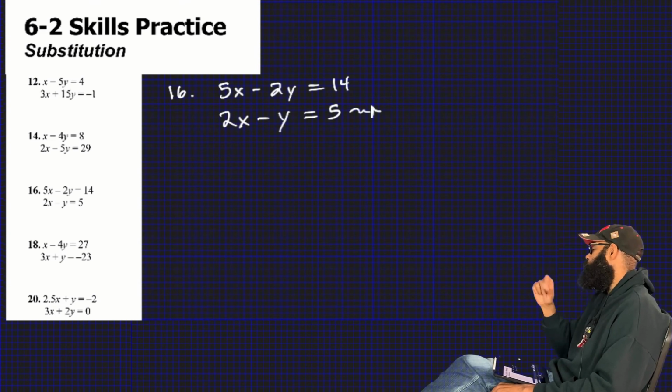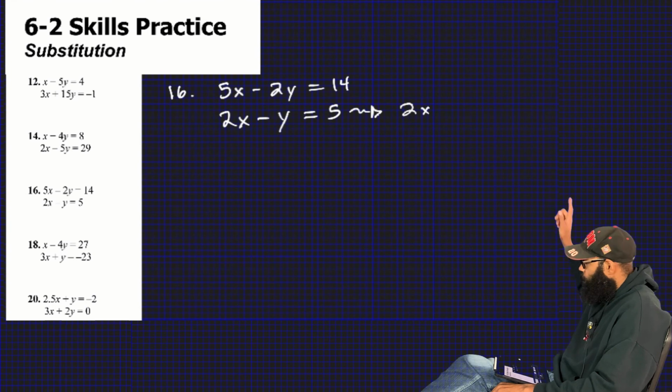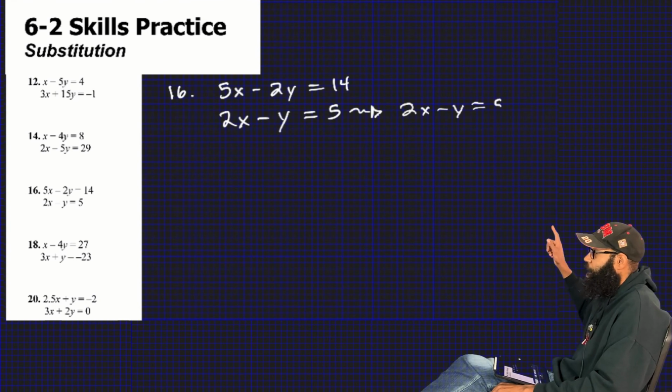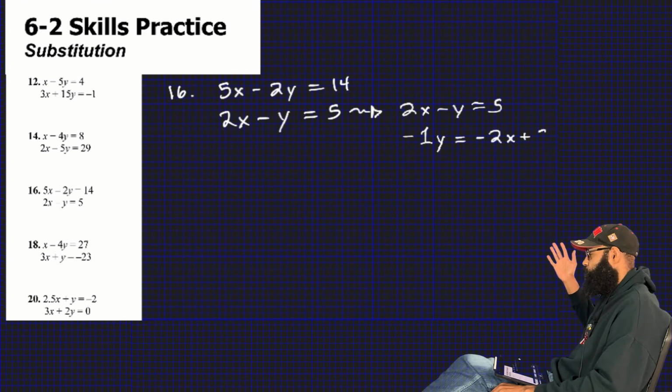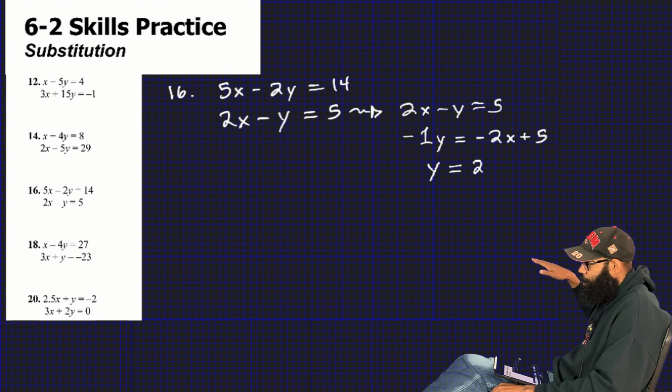I don't like either one of these. I don't like the top one. I don't like the bottom one, but I recognize the bottom one has a -1 as a coefficient. So I'll go ahead and get rid of what I have to get rid of. Got rid of the 2x on the left, so now it's on the right. -2x plus 5. The -1y, divide both sides by -1.